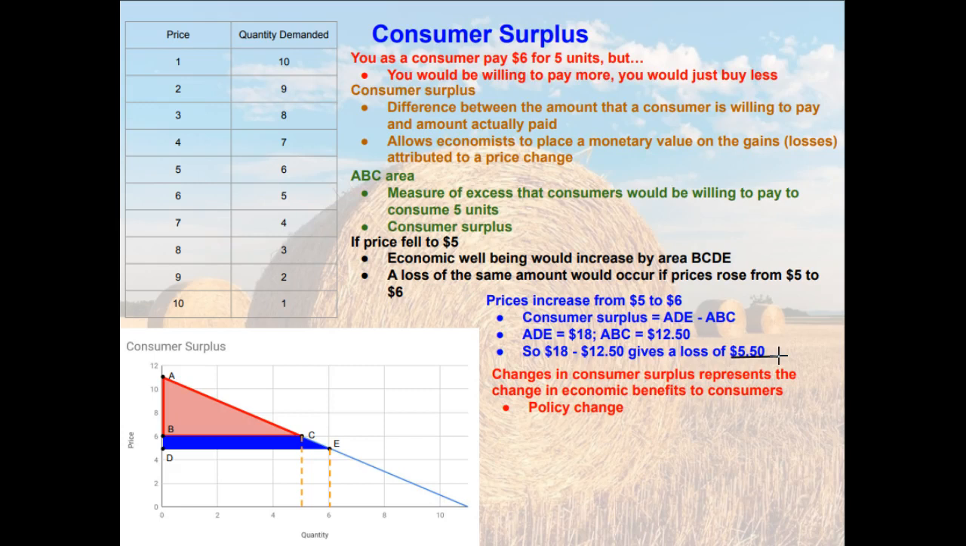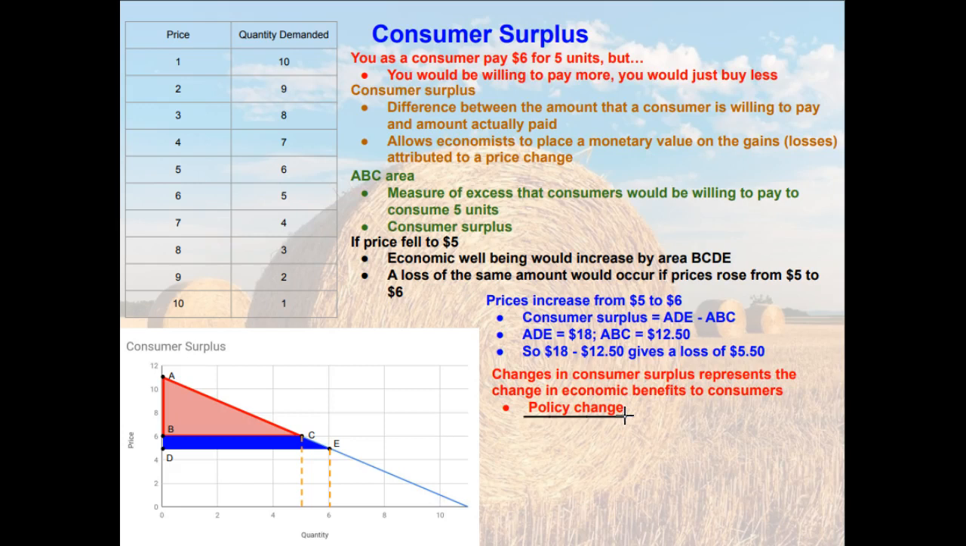So why is this even important? Who would even be concerned with this? Well, the changes in consumer surplus represent the change in the economic benefits to consumers, and it might bring in the aspect of a policy change. So if you're a policymaker and you're worried about the economic benefit to consumers, you're worried about how much prices are and what a price increase is going to do to consumers as a whole, you might want to come up with some kind of policy change to benefit consumers.